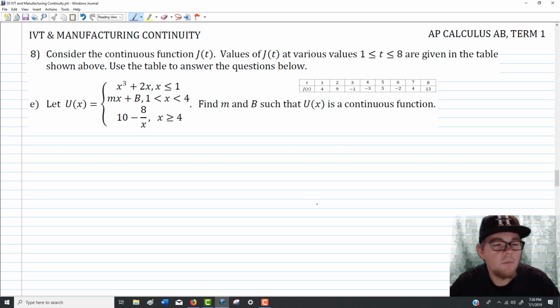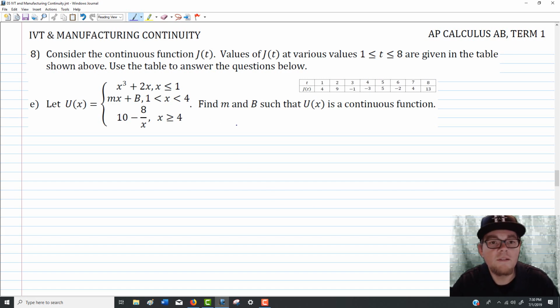So in this case, you're once again provided a piecewise function. We've got, it looks like, a polynomial portion, a linear portion with a missing slope and y-intercept, and a rational portion, which could be interesting. And our task is to find m and b such that u of x is a continuous function.